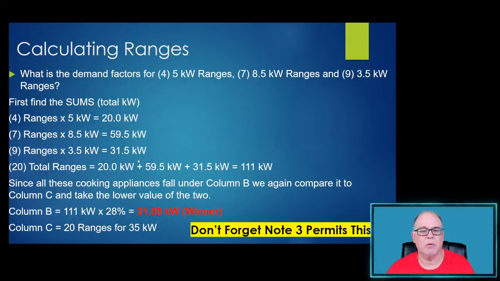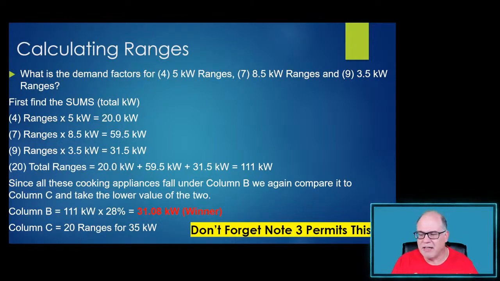Let's do another one. What is the demand factor for 4 5 kW ranges, 7 8.5 kW ranges, and 9 3.5 kW ranges? Now, I'm using all ranges here, again, for simplicity's sake, but you could have a mixture. You could have 4 or 5 kW cooktops. You could have 7 8.5 kW in the wall-mounted ovens, and you could have 9 3.5 kW ranges. I'm just saying, okay? So this is asking us, again, how we do it.